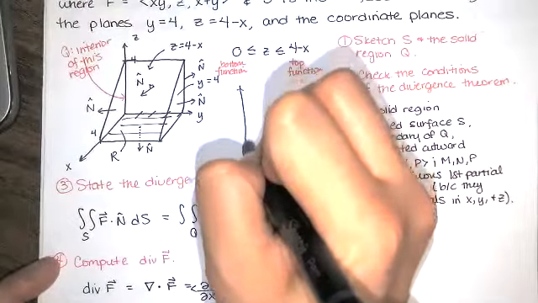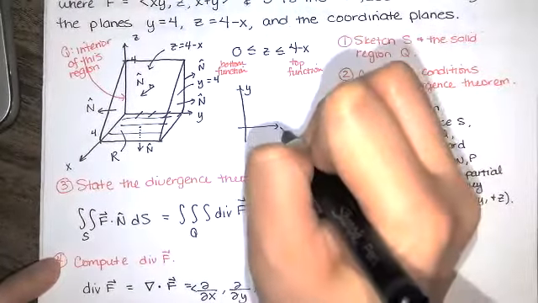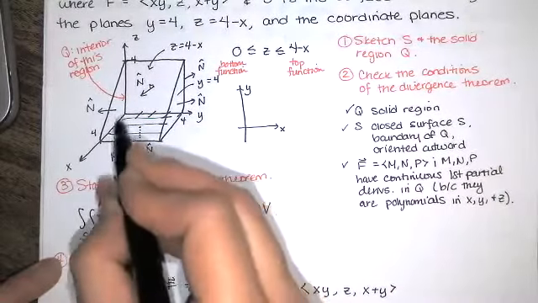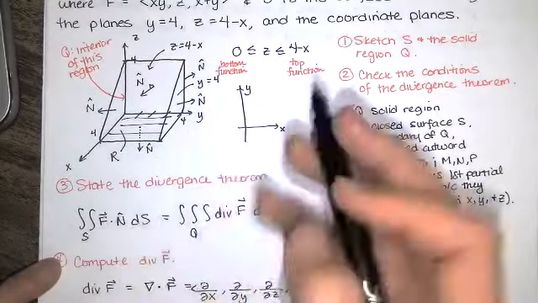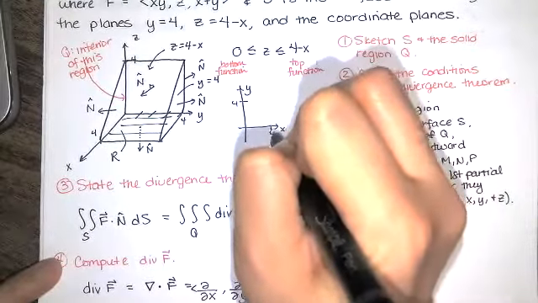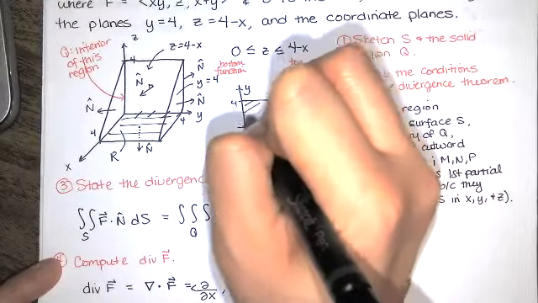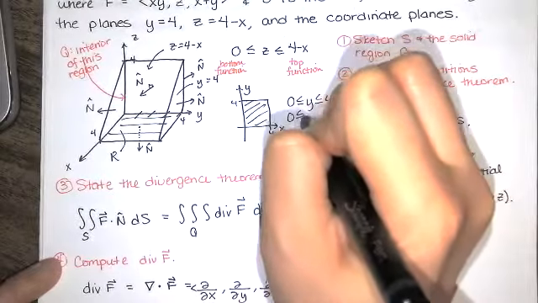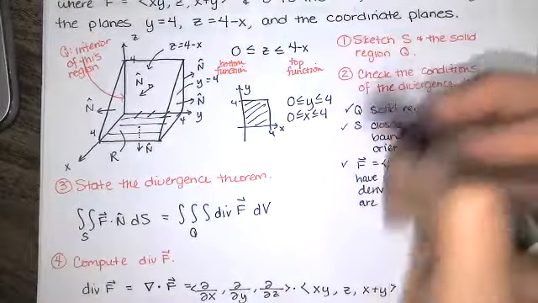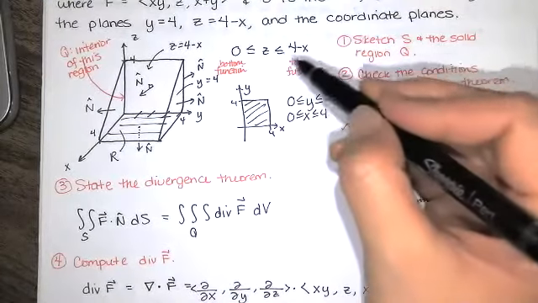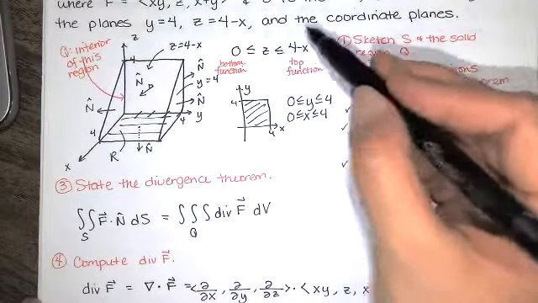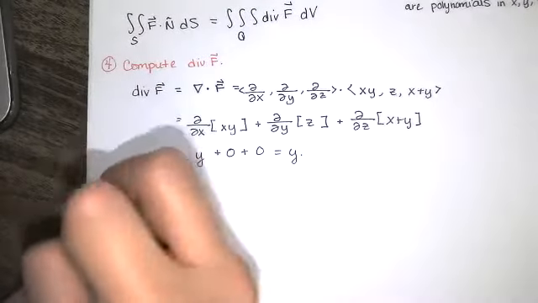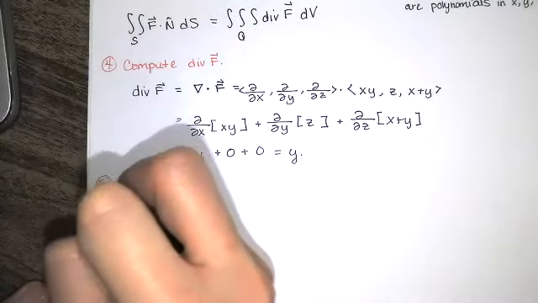And to find our bounds for x and y, we look at the projection onto the xy plane. It looks like a little rectangle. Actually, it's a square. X goes from 0 to 4, y goes from 0 to 4. Nice, easy bounds for both variables. Okay, so we've got these bounds for x and y. We need to integrate with respect to z before we integrate with respect to x. And now we will set up our triple integral.